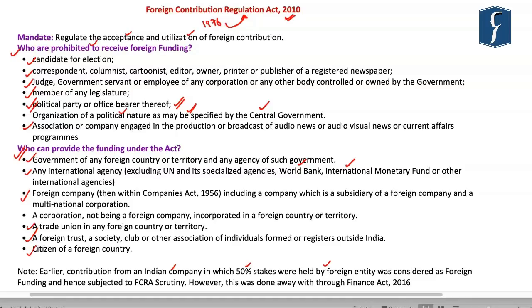accepting the foreign contributions. Accordingly, the Finance Act 2016 introduced a retrospective amendment. Now, through such retrospective amendment, the contribution to the political parties from an Indian company in which 50% of the stakes are held by a foreign entity would not be considered as a foreign funding under the FCRA, and accordingly such political parties would not be subjected to the FCRA scrutiny. Now these are some of the important aspects with respect to the Foreign Contribution Regulation Act 2010.